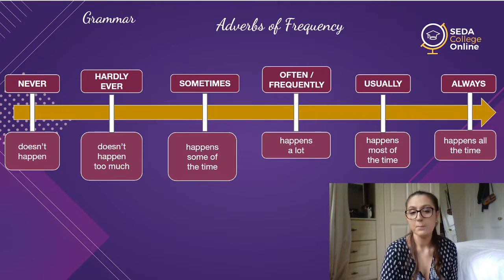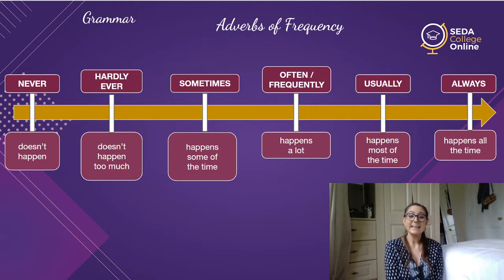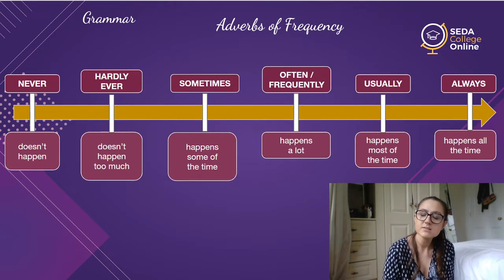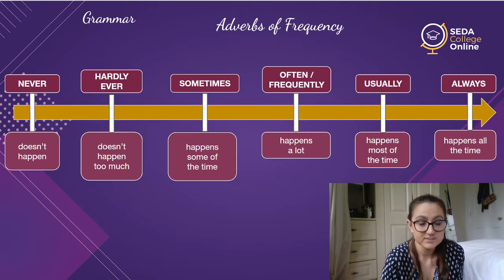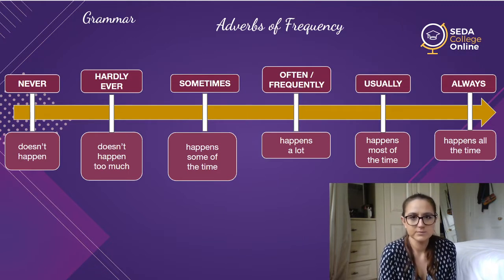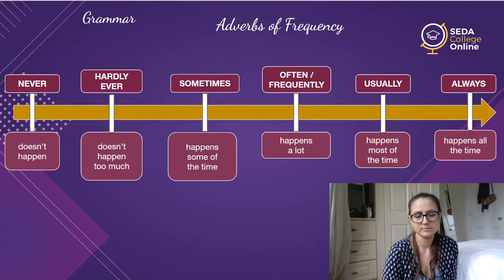And I'll give you some examples. If you're taking your notes, we can go with examples. But I'll say one more time the words just in case. So we have never, hardly ever, sometimes, often, frequently, usually, normally, always. All right.